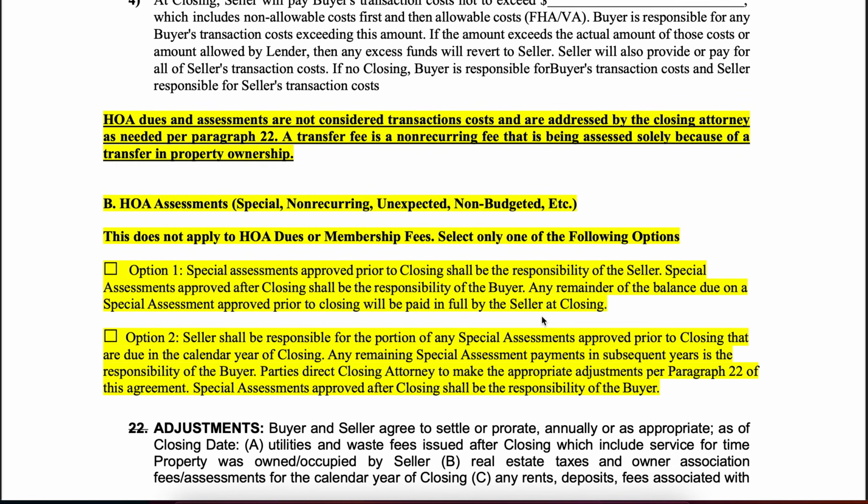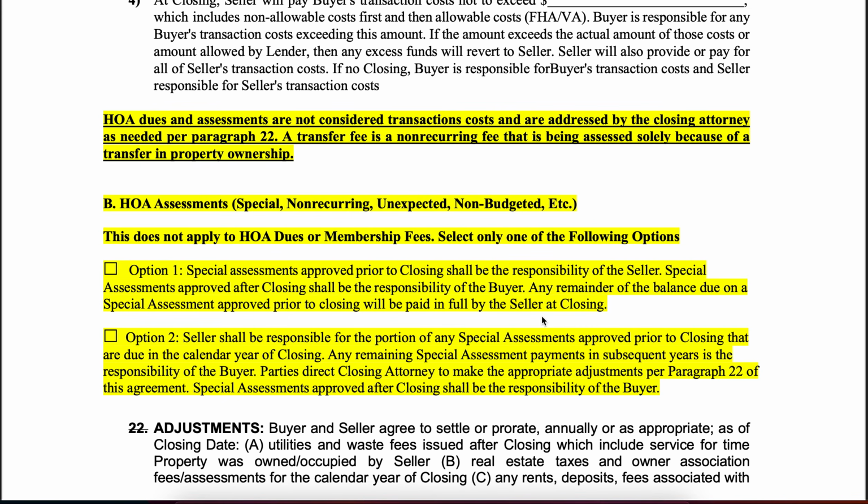So, and now we've also added in B to try to handle HOA assessments. So again, this is going to talk about special, non-recurring, unexpected, non-budget, etc. assessments. This does not apply to HOA dues or membership fees. So option 1 is what we currently have in our contract. This is just the default currently, but we're now going to give 2 options.